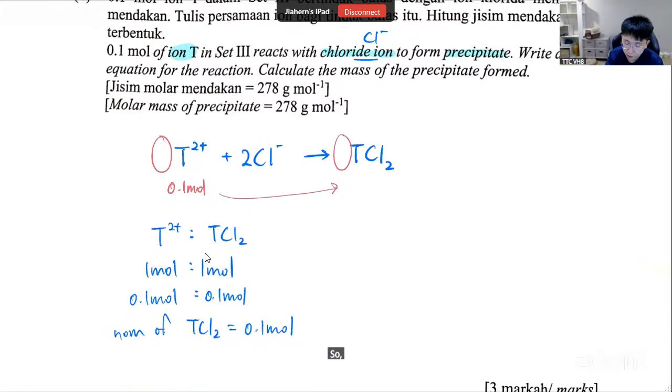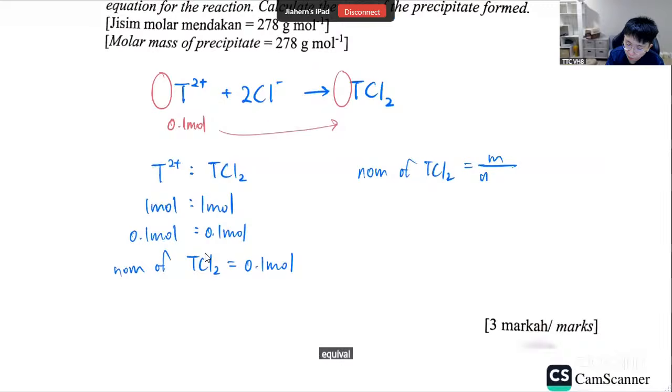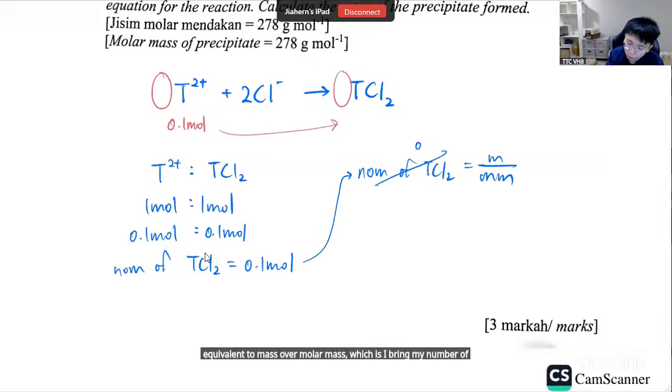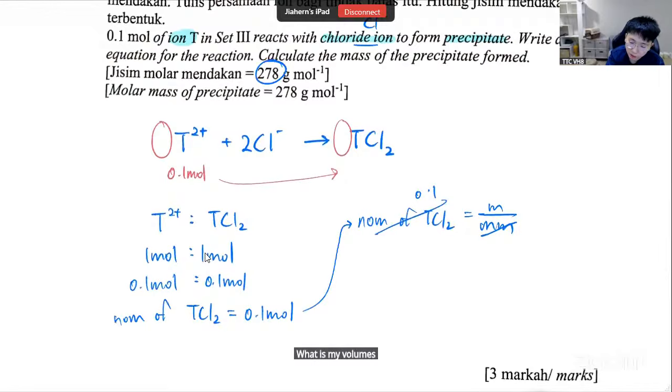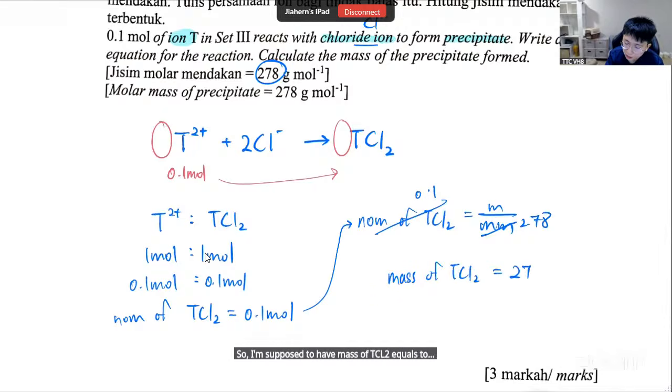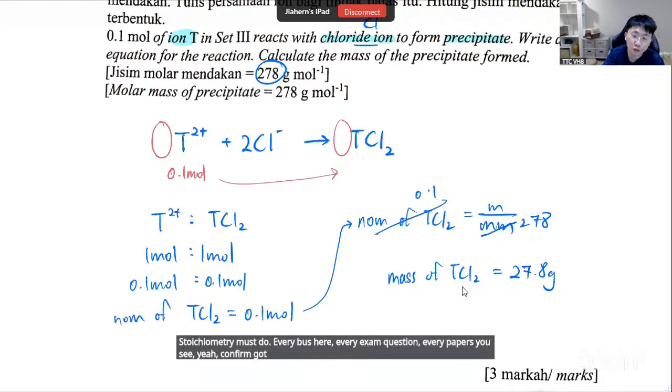So with this, let's find mass. The number of mole of TCl2 equals mass over molar mass. I bring my number of mole, 0.1. What is my molar mass? Given by the question, 278. So I have mass of TCl2 equals 27.8 gram. Guys, do you realize in one paper you get 3 stoichiometric calculations? So please do not give up stoichiometry. Stoichiometry must do. Every past year, every exam question, every paper you see, confirm got at least 2 to 3 stoichiometry.